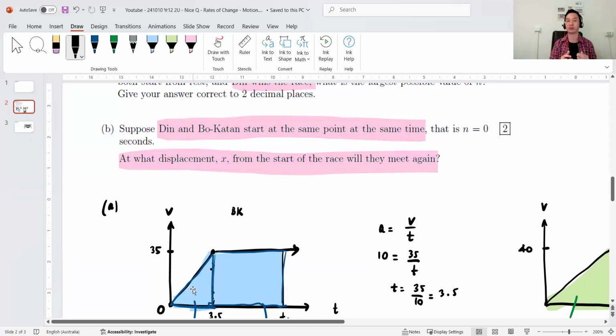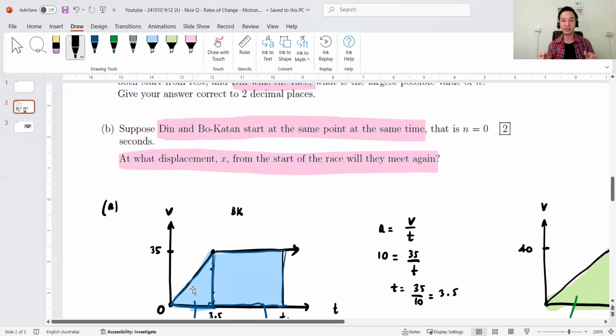Just be careful though, because you probably need to do a piecemeal function for the velocity and displacement because at 3.5 you can see from the graph, right? The velocity is linear, upward sloping for the blue between 0 and 3.5, and then it's flat at 35 when time is greater than 3.5. So you just got to take that into account when you do it.